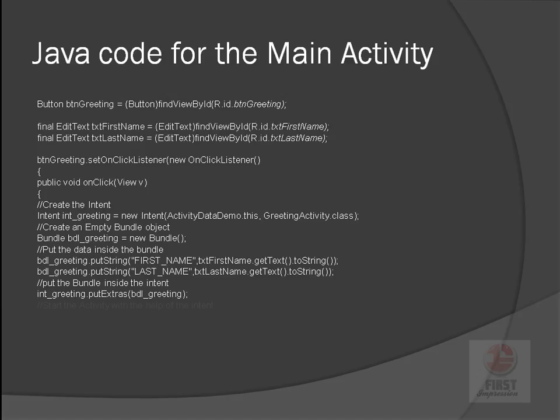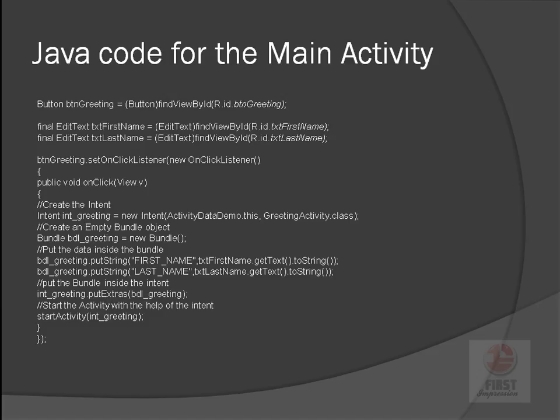Then we can start the activity safely by saying startActivity(intGreeting). So far so good. We have not done anything extraordinary here. We have just created a new intent for the new activity. Inside this intent, we have created one bundle. Inside the bundle, we have two values, txtFirstName and txtLastName. We have linked this bundle with the intent by saying intGreeting.putExtras(bundle). Then we have started the activity by saying startActivity.